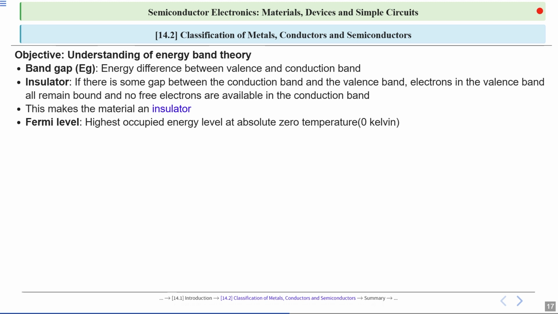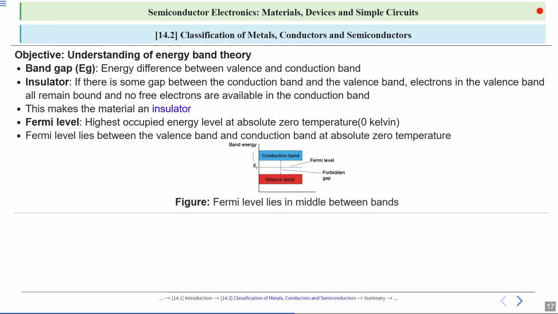The Fermi level is the highest energy level occupied by electrons at absolute zero temperature, 0 Kelvin. At this temperature, all energy levels up to the Fermi level are filled, while levels above remain empty. At absolute zero temperature, the Fermi level is positioned exactly between the valence and the conduction bands in an intrinsic semiconductor. This means that all the energy states below the Fermi level are filled with electrons while those above are empty. The Fermi level acts as a reference point for electron energy levels, determining the material's electrical properties.